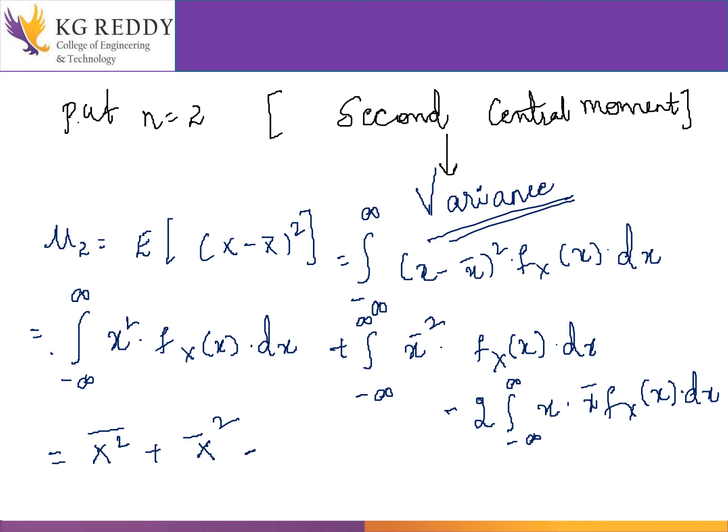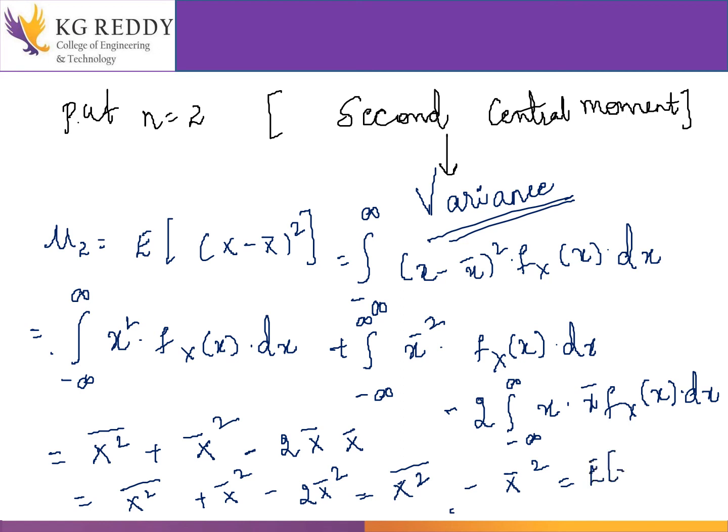So here what we can take is 2 x bar into one more term that is remaining, that is x into fx of x, which is also the mean term. So I can take it as x bar. So it will be x square bar plus x bar square minus 2 x bar square. So I can write it as x bar square minus, this and this, so it will be x bar square. So what is this actually? This is nothing but the expectation of x square minus the expectation of x, this whole square.